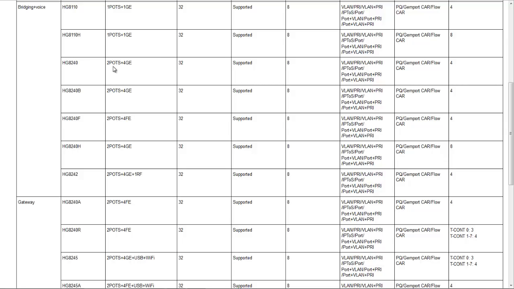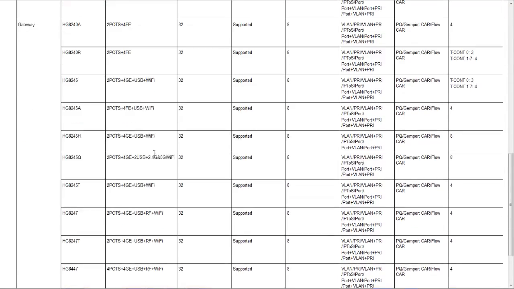8240 has two voice ports and 4 GE ports. 8240B is the same, two voice ports and 4 GE ports. 8240F has two voice ports and 4 Fast Ethernet ports. 8240S has two voice ports and 4 GE ports. The only difference between these ONTs is the TCONT. 8242 has two voice ports, 4 GE ports and one CATV RF port.